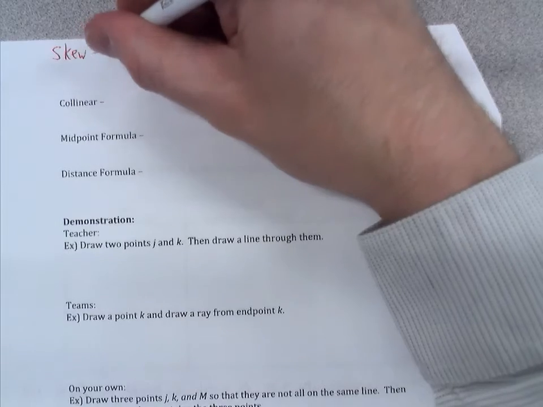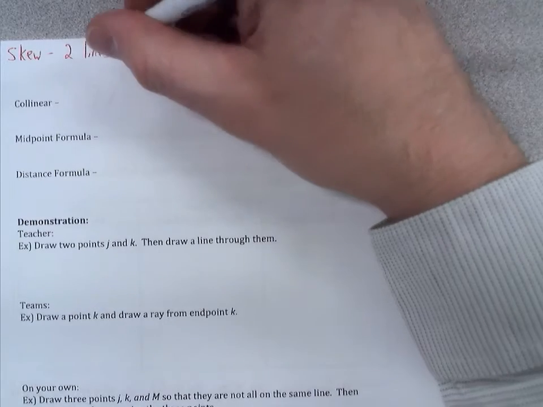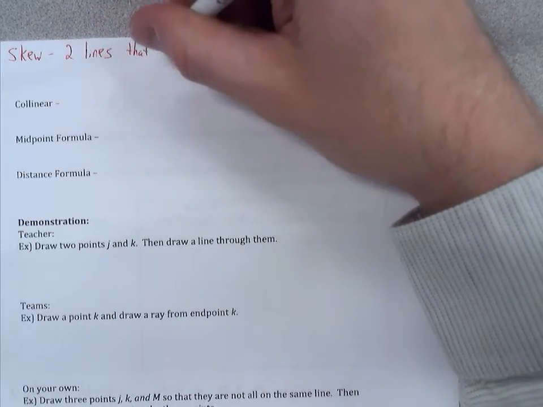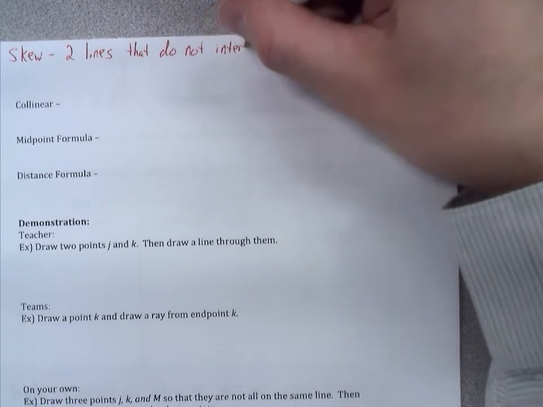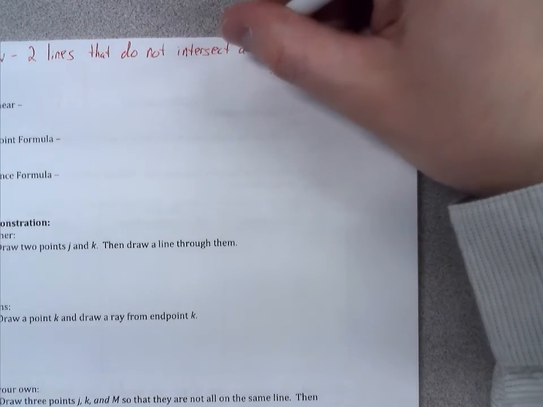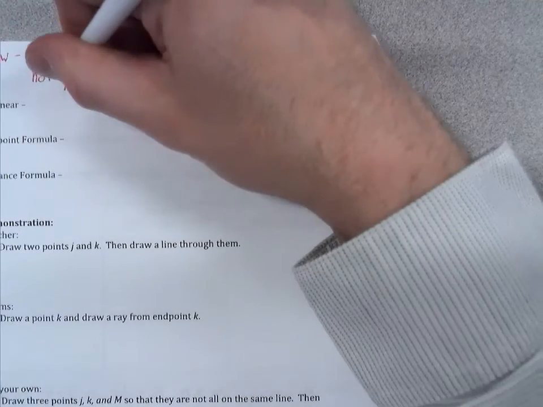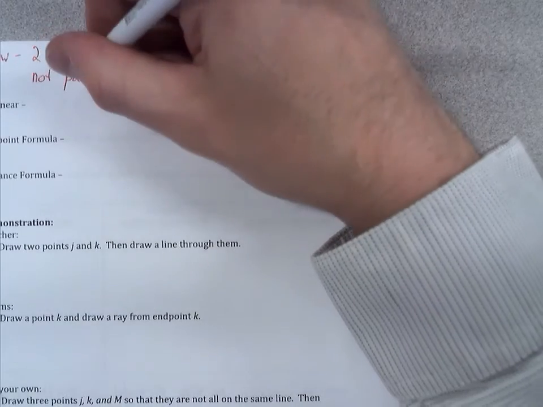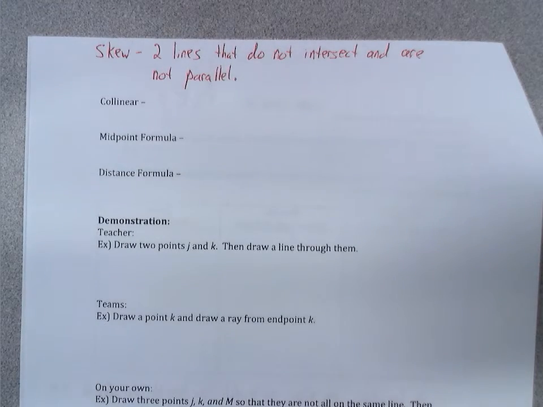A little bit different than parallel. Skew is two lines that do not intersect and are not parallel. So let me try to think of some examples of when that might happen. We'll go over some examples in class of when two lines don't intersect but are also not parallel at the same time.